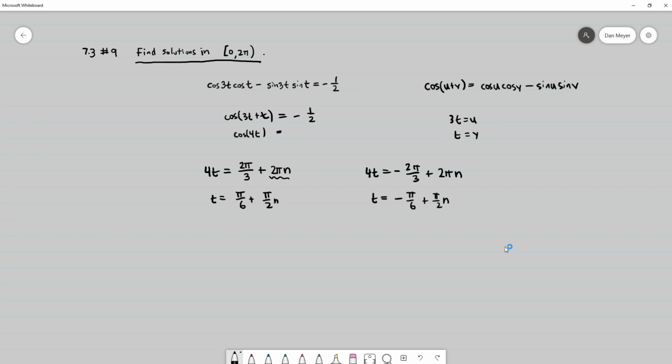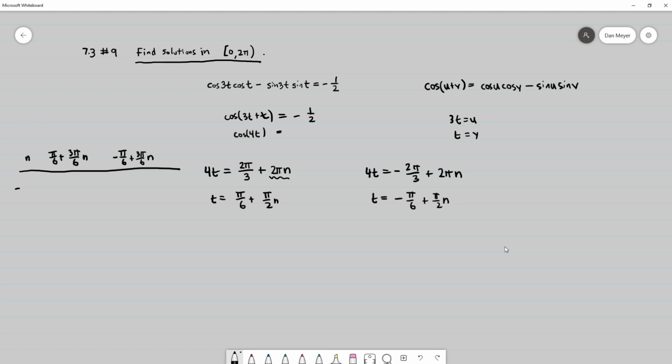So this is where we're going to have to plug in different values of n and see what happens. Now, I think in class I made a chart to get that done. You don't necessarily need to do that, but it makes it easy to organize your work. So we'll write this as pi over 6 plus 3 pi over 6 n, just so that I have something with the same denominator, and minus pi over 6 plus 3 pi over 6 n.